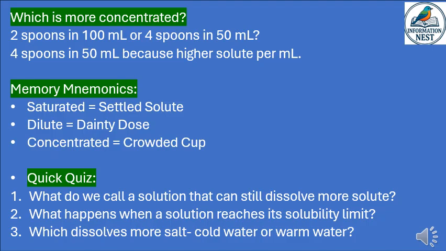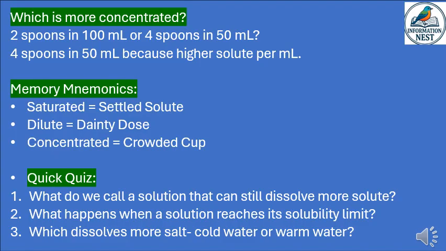Let's talk about concentration. It is all about how much solute is packed into the solvent. If it is a dilute solution, it has less solute in more solvent, like 1 spoon of salt in 100 ml of water. Think of it as a dainty dose. Concentrated solution: more solute in less solvent, like 4 spoons of salt in 50 ml of water, that is crowded up. Solubility: the maximum amount of solute that can dissolve in a solvent, around 5 spoons in 100 ml of water approximately. Beyond that, it is saturation time.